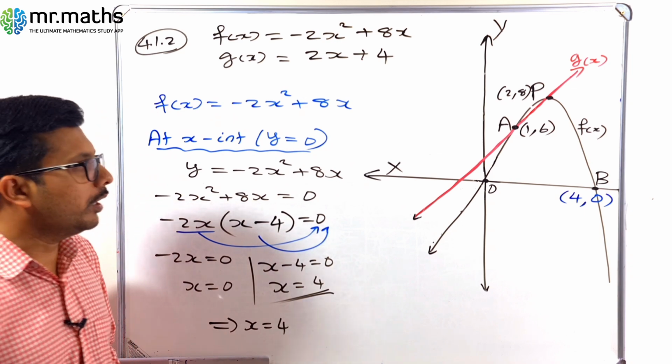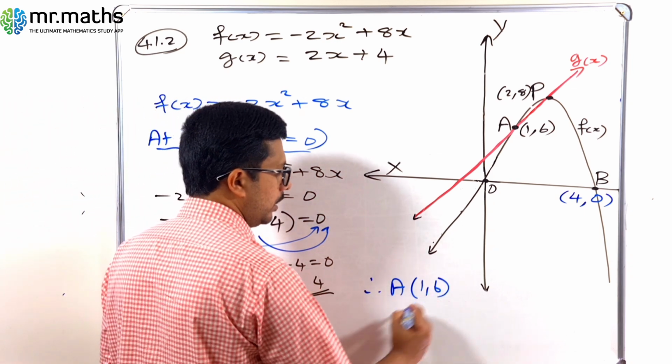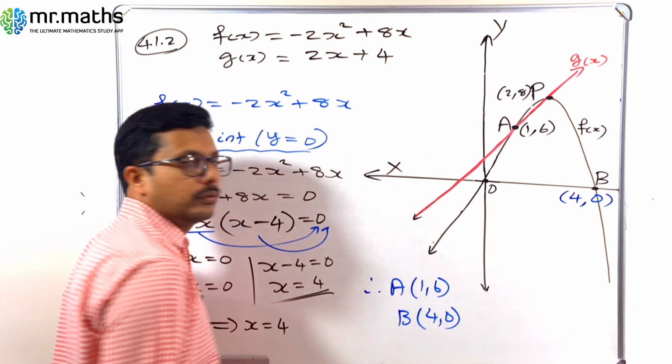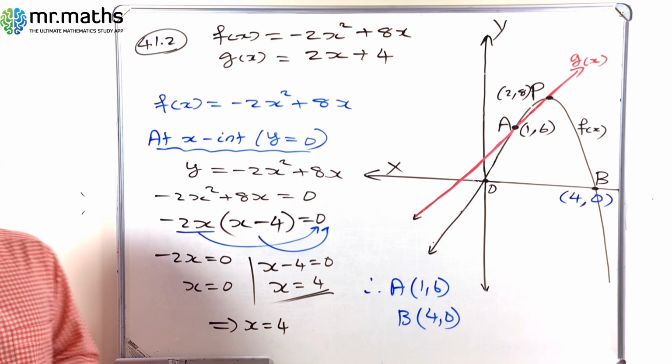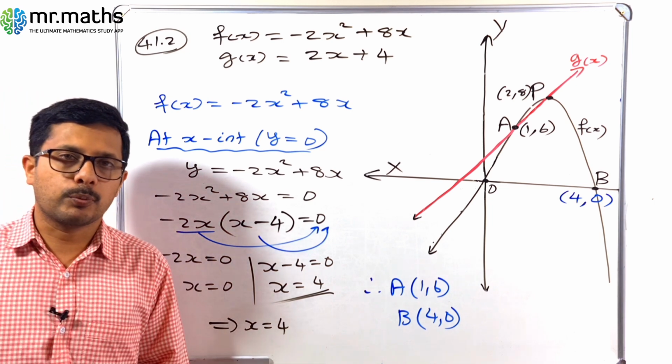Therefore the coordinate of a is 1 comma 6 and the coordinate of b is 4 comma 0. So that is question number 4.1.2. Now we have to move to the next question, 4.1.3.